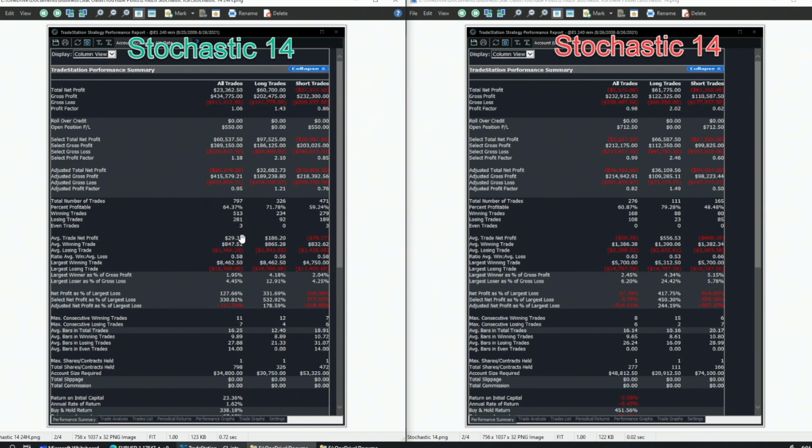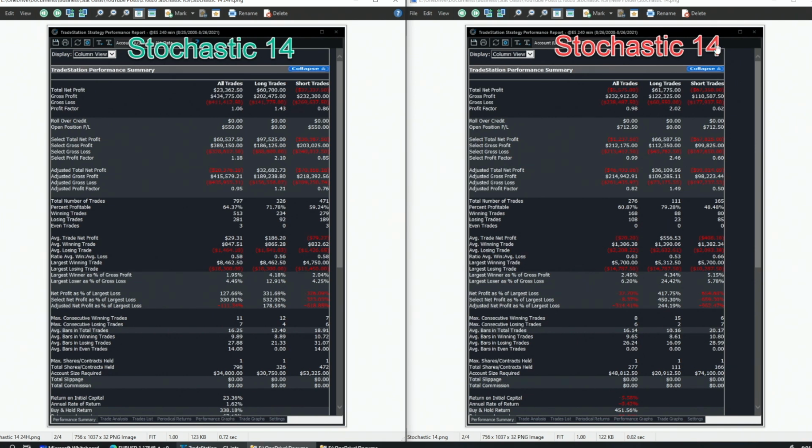But that's coming from, remember, there are no commissions in these studies. So now look, the average trade is 186, it used to be 556. And the average losing trade is 79, it used to be 409. So again, they're both bad.